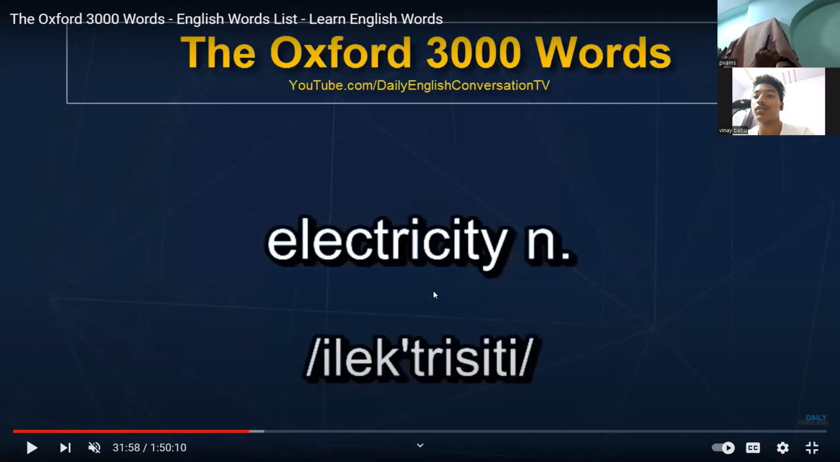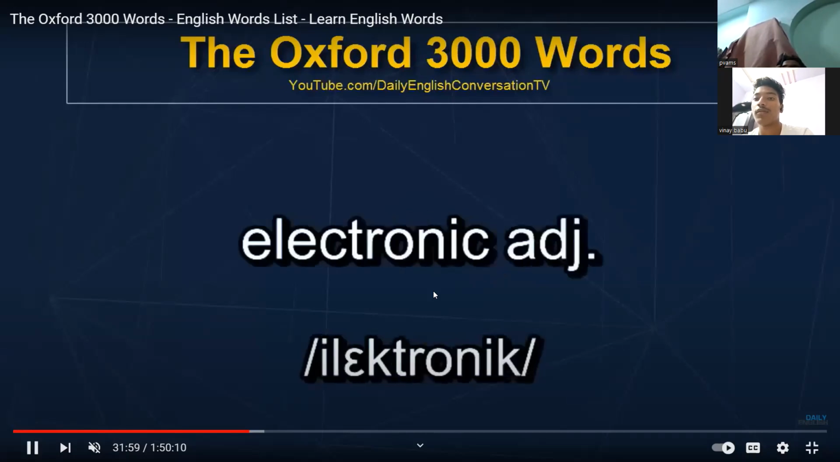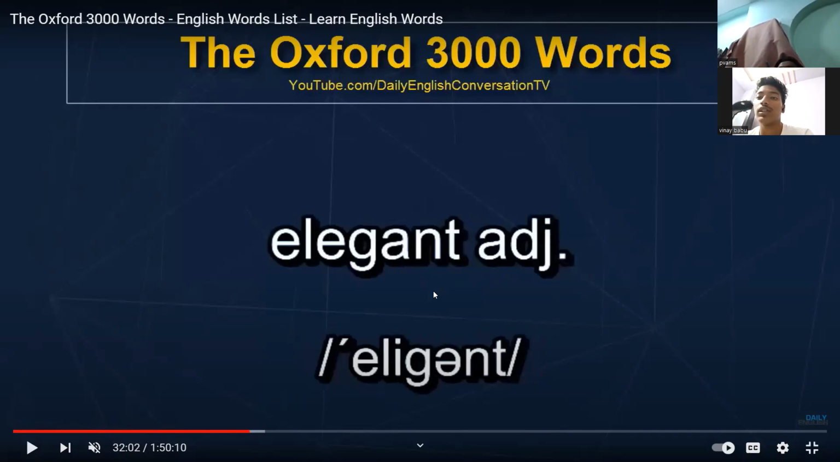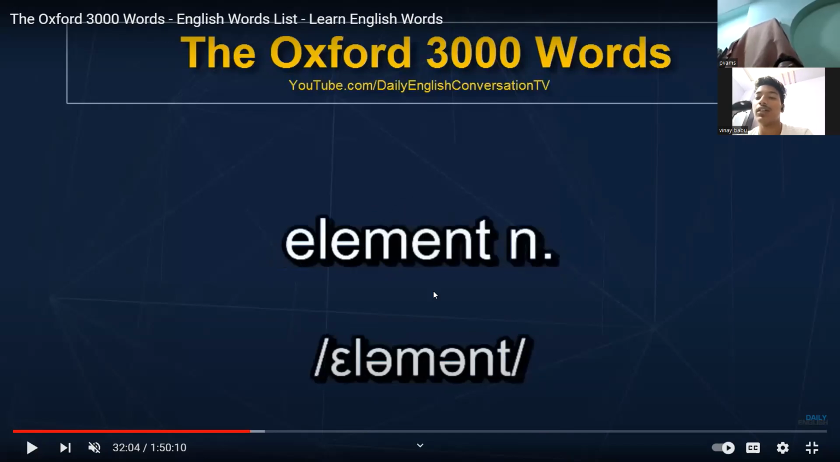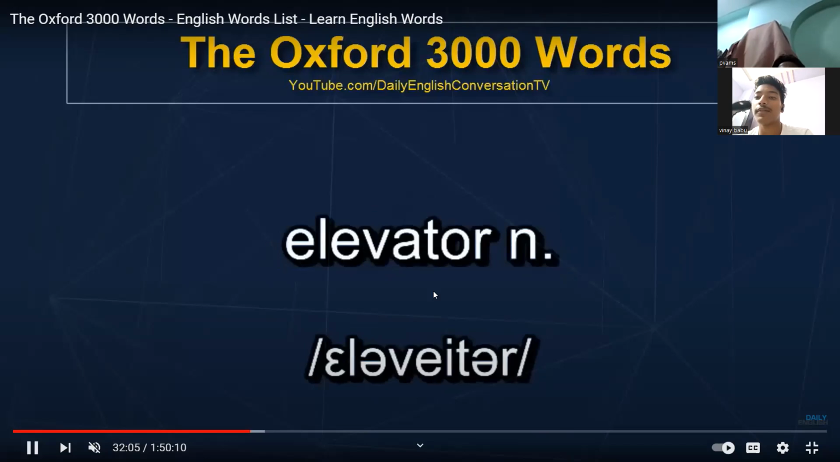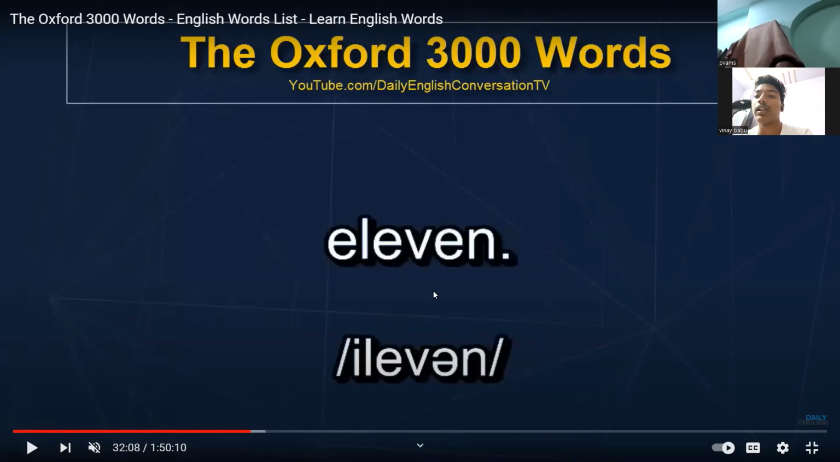Electricity, electric, see that six, seven, eight. Six is electricity, seven could be electrical or electric, right? Six is noun. Yes, sir. Vinay, sixth column. Electronic. Adjective. Elegant. Adjective. Element. Noun. Very good. Elevator. Noun. Level. It has to be noun.